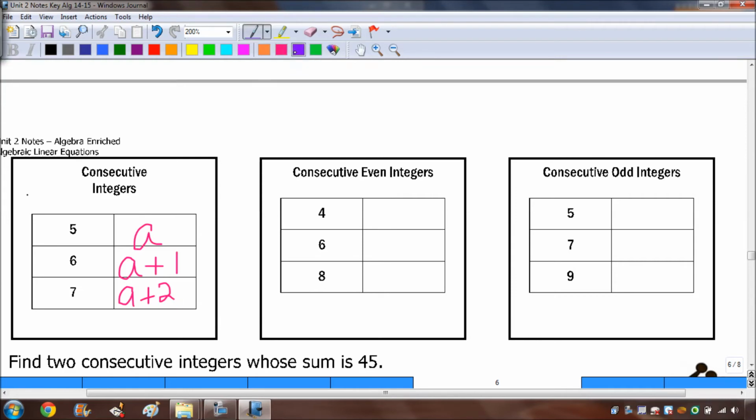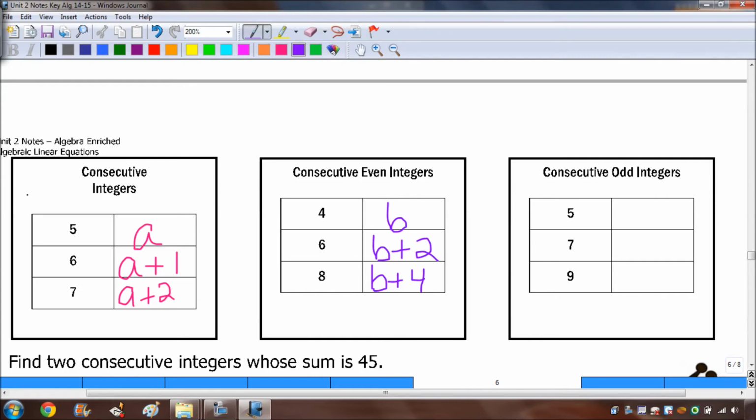Now, if you have consecutive even integers, let's say 4 was b, to get to the next number, which is 6, I would add 2, right? Because every time I want to get to the next even number, I have to add 2. But if I add an extra 2 onto the original 2, it would be 4. So it would be b plus 4. If I were to keep going with it, it would be b plus 6, b plus 8, so on and so forth.